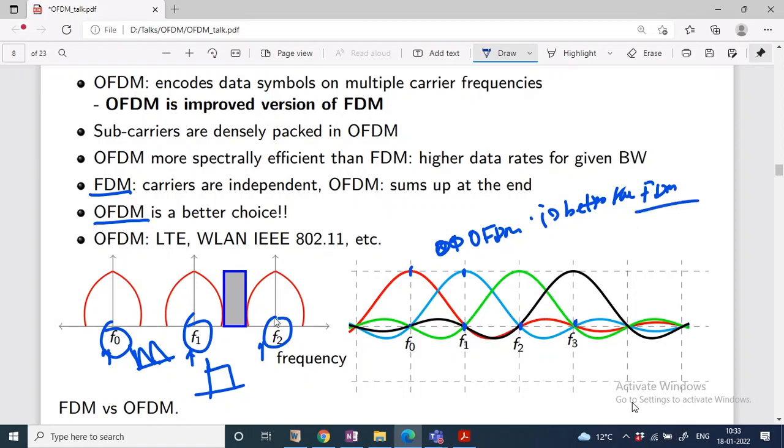So FDM has drawbacks, as I already told you: guard bands and multiple oscillators. OFDM is based on this idea: we can put overlapping carriers, but they are orthogonal in nature. That's why it is called OFDM. We will see why they are orthogonal and how much spacing between two subcarriers is required in the coming slides.